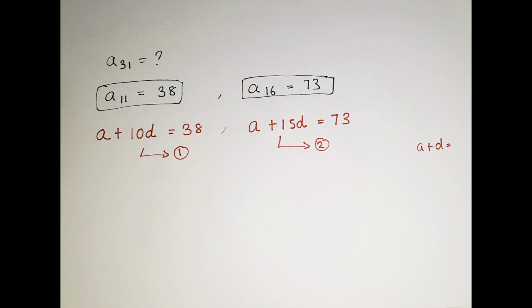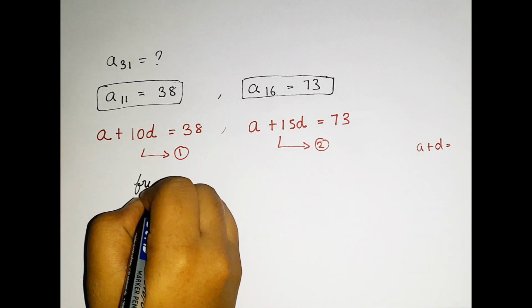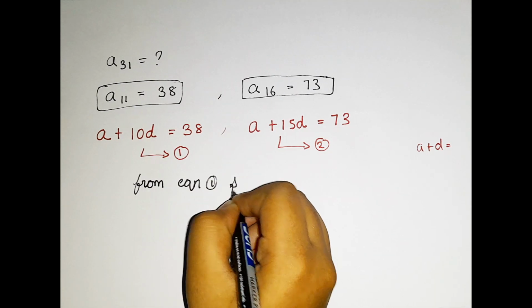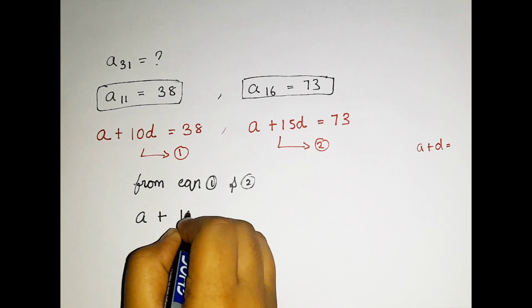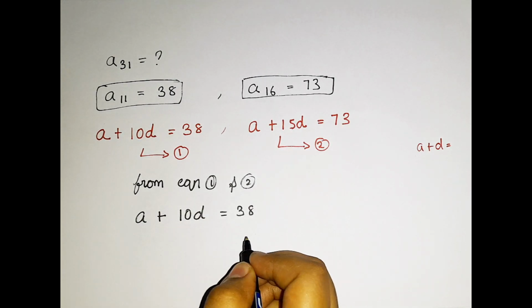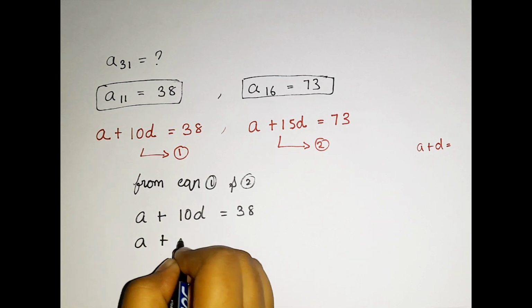What is the elimination method? We solved it in the third lesson, isn't it? So from equations 1 and 2, let us write A plus 10D is equal to 38. Now we are using the elimination method, isn't it? The elimination method is somewhat like this.